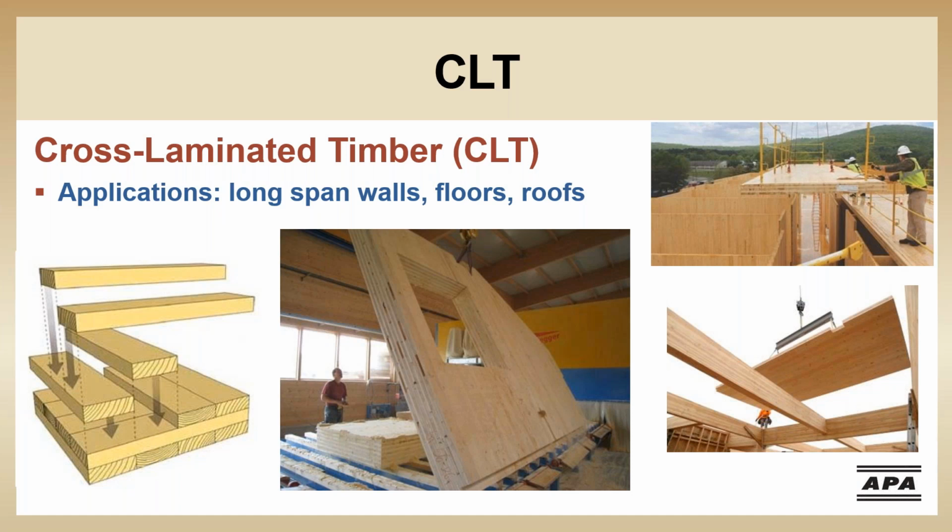A CLT panel consists of several layers of kiln-dried lumber boards stacked in alternating directions, and they're going to be bonded with structural adhesives and then pressed to form a solid, straight, rectangular panel. Board thicknesses typically vary between 5/8 of an inch to 2 inches, with board widths ranging from 2.4 to 9.5 inches. CLT panels consist of an odd number of layers, that's usually going to be 3 to 7 layers, and may be sanded or pre-finished before shipping.